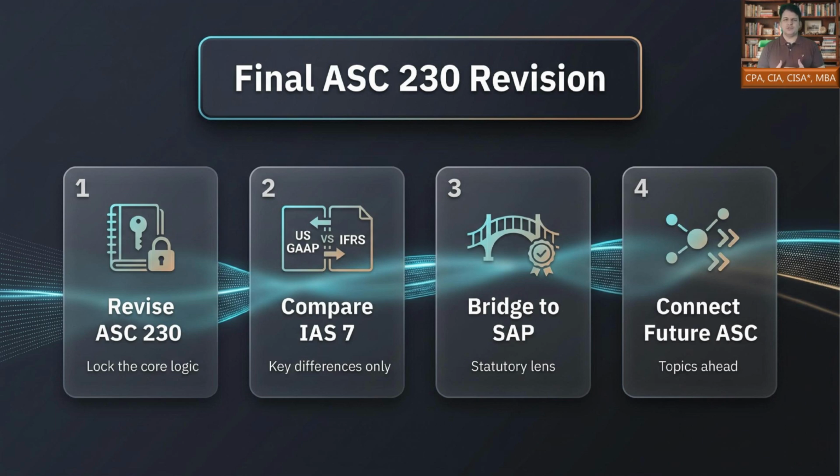We are not trying to relearn every detail from scratch. We are locking the core logic so that when cash flow classification appears again in debt, equity, revenue, leases, hedging, foreign currency, or acquisitions, your brain says, I have seen this road before. That is the goal of a strong revision lesson. Not more confusion, but cleaner memory.